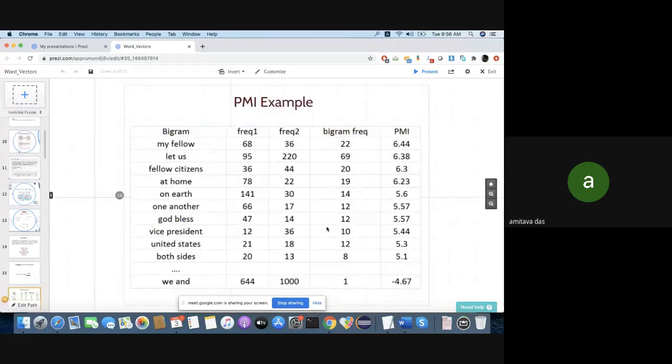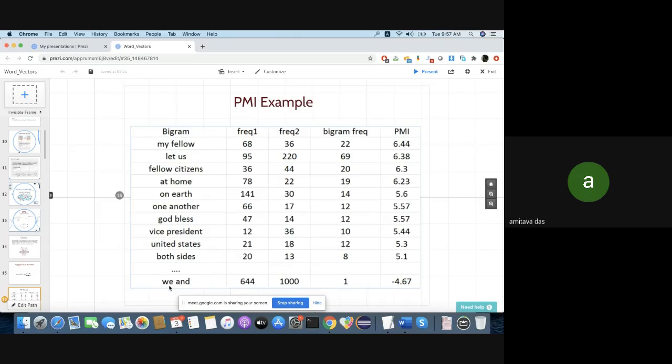So if we apply this, for example, my fellow citizens, at home, on earth, and so on. If you calculate their bigram frequency, how many times they co-occur, it's 22 times. And how many times does each word occur? So you can get a PMI in the range of 6.44 and so on. The higher the PMI is, the better they co-occur or are related to each other. The lower the PMI is, the less they are actually related.